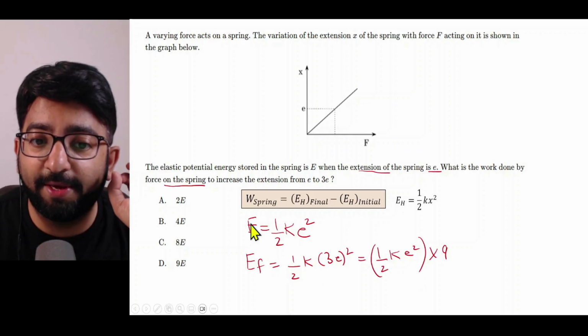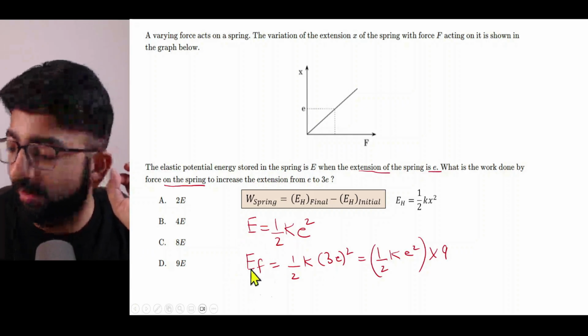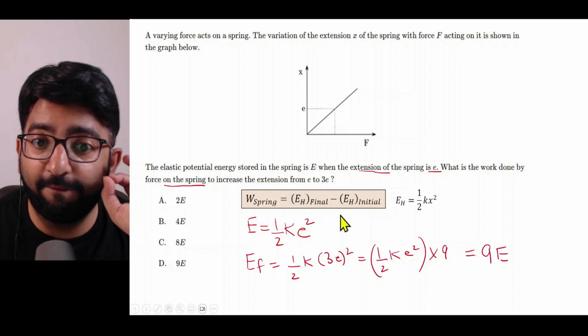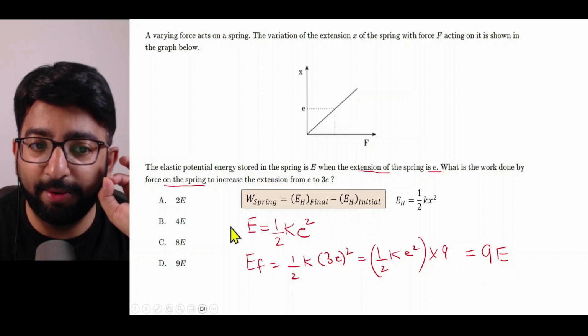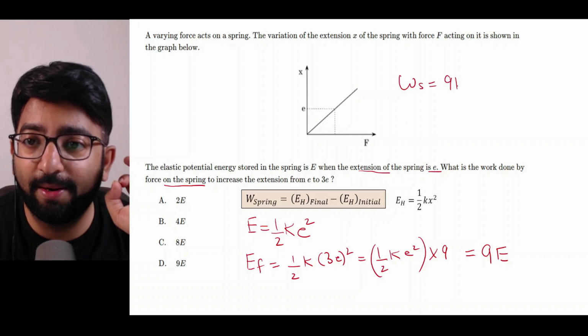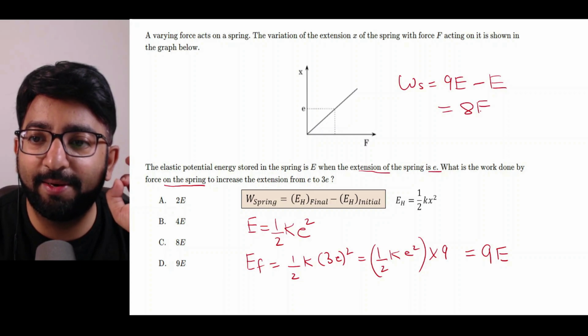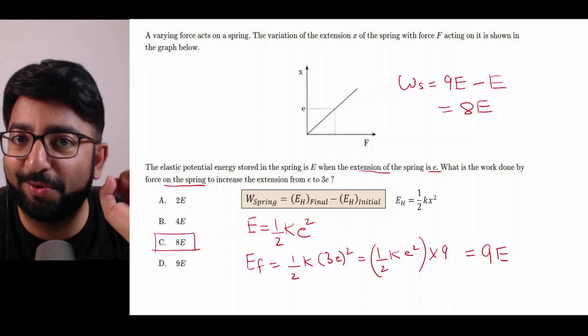Since half ke square is equal to E, which means we can write the final energy as 9E. Now let us apply the formula final energy minus initial energy. So we'll write 9E minus E. So let's write down. Work done on the spring will be 9E minus E, which comes out as 8E. And hence, option C is the right answer for this question.